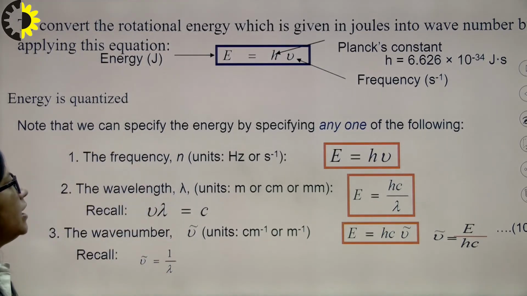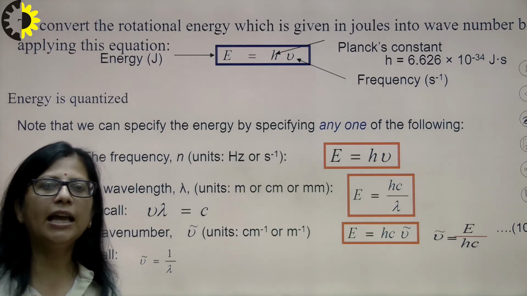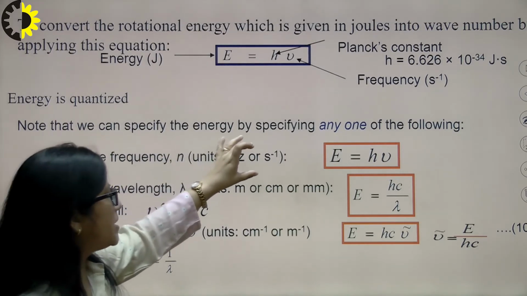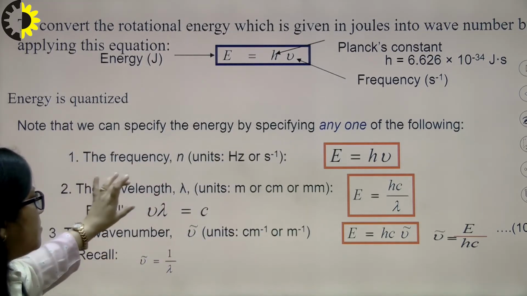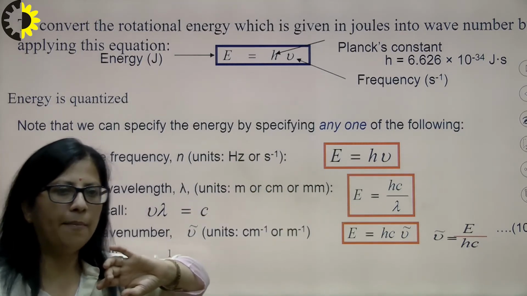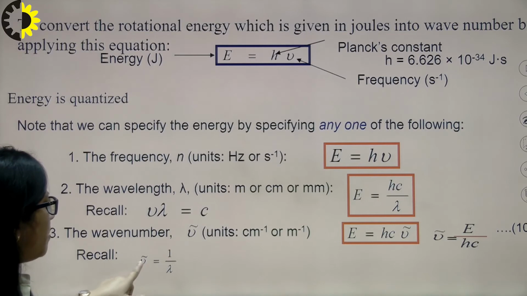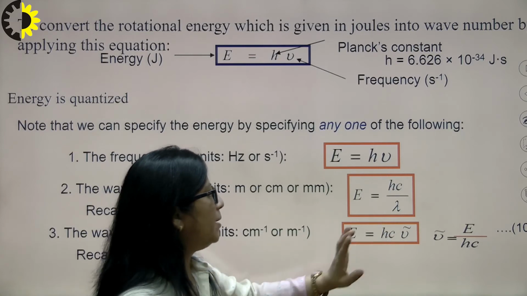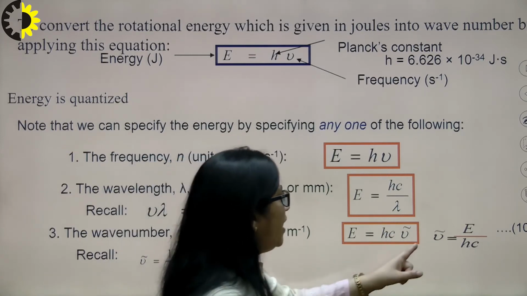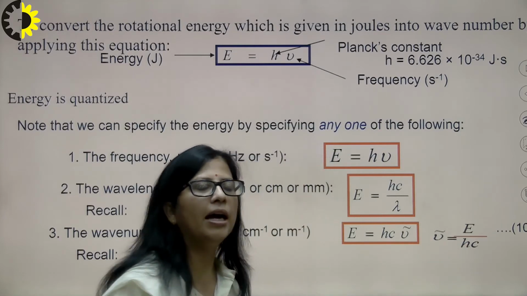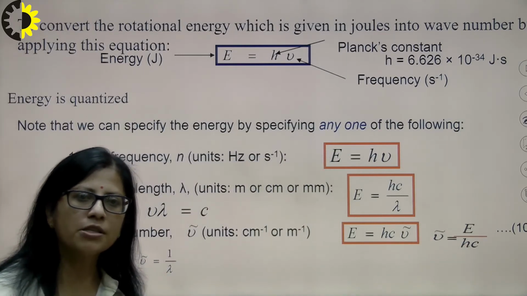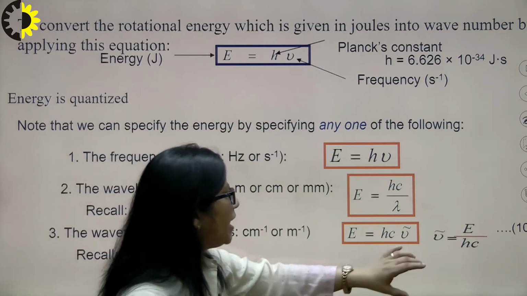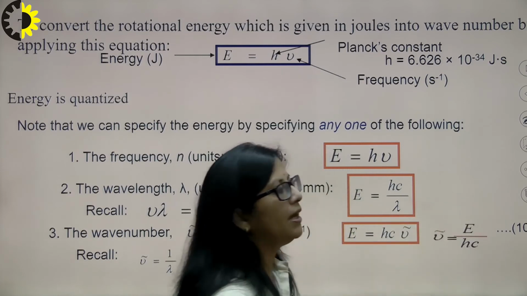now we can specify the energy by specifying any one of the following. The frequency nu per second: E is equal to h nu. In terms of wavelength, E is equal to hc by lambda. In terms of wave number, where wave number is the inverse of wavelength, 1 by lambda, E is equal to hc multiplied by wave number, or wave number is given by energy divided by hc, where h is the Planck's constant and c is the velocity of light. So, from this equation we get that wave number is equal to energy by hc.